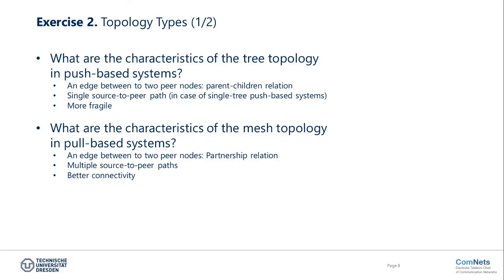And for that reason, there are multiple source-to-peer paths for any particular peer. As a consequence, the mesh topology is better in connectivity. If for certain reasons a path is broken because the peer fails or leaves the system, then the video packet can travel another path.